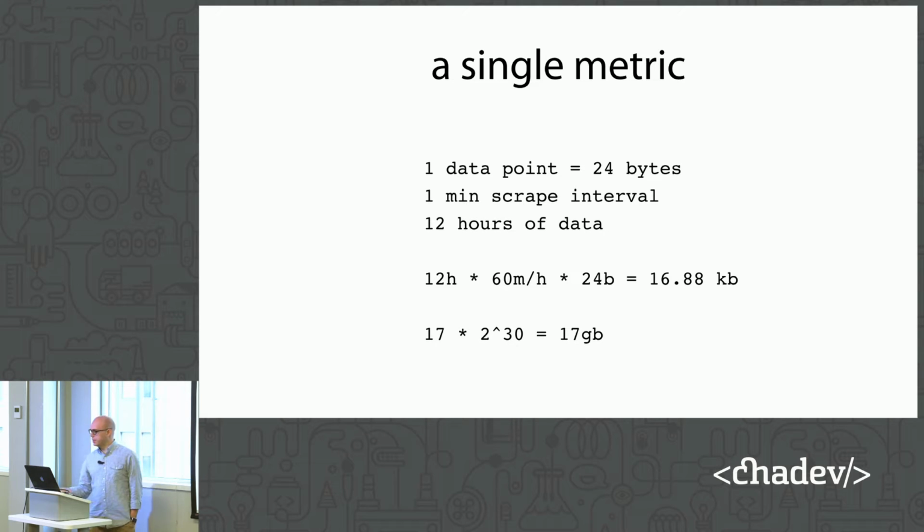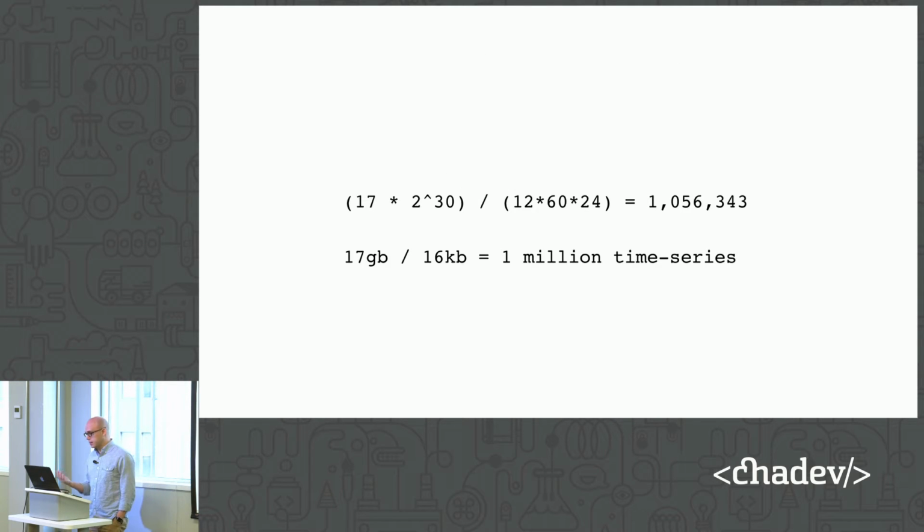Say you have a machine that has around 17 gigs. 2 to the 30th gives you a gigabyte. Multiply that by 17. Taking this math farther, when we divide our 16 kilobytes by that 17 gig number, we get just over 1 million time series data points or data arrays that we can store on a 17 gig system.